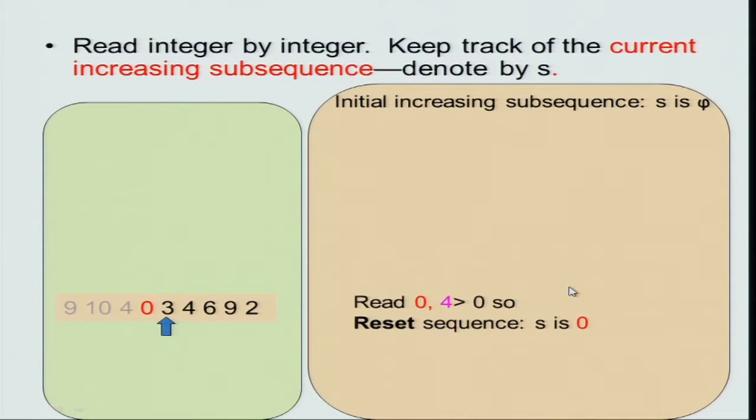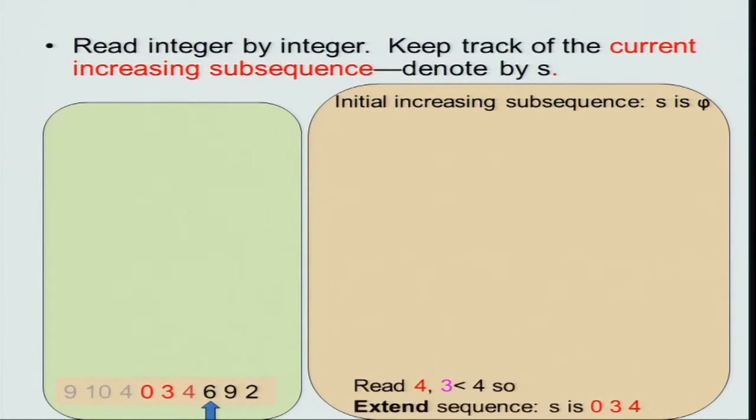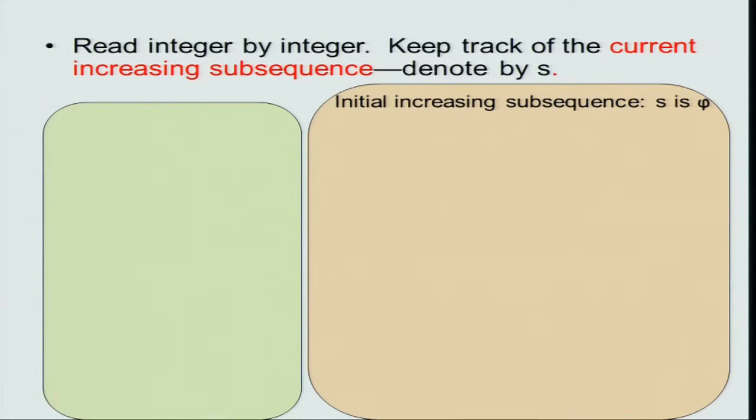So 0 is less than 4, so you break it there. The current increasing subsequence becomes 0. Read the next number, 3. 3 is greater than 0, so you extend the subsequence. S is now 0, 3. 4 is greater than 3, so the sequence becomes 0, 3, 4, and so on.